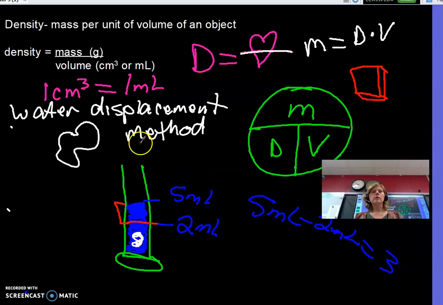Anyway, so density, we take the mass, so you have to find the mass by putting it on a balance, and then divide by the volume. So then the units we get are either grams per cubic centimeter or grams per milliliter, depending upon whether we're talking about a liquid or a solid.